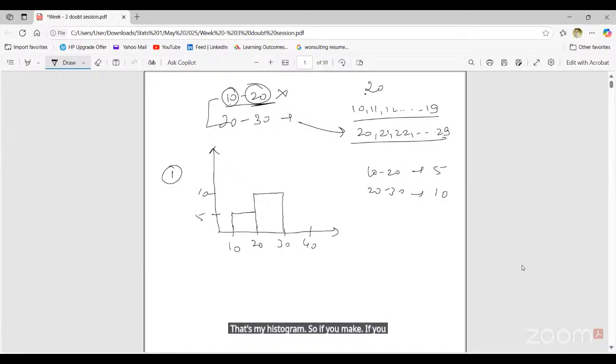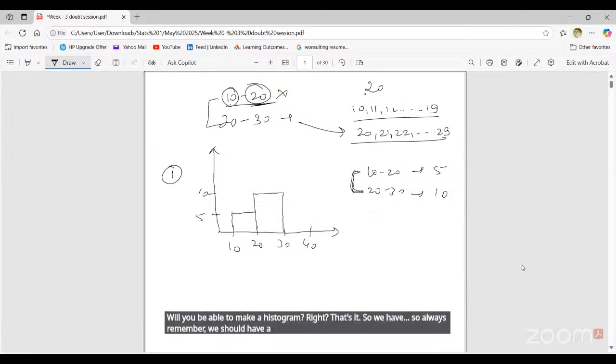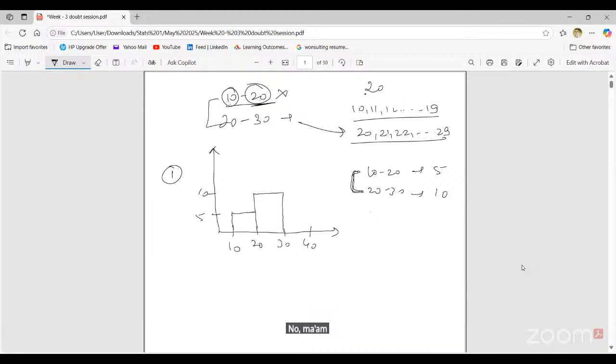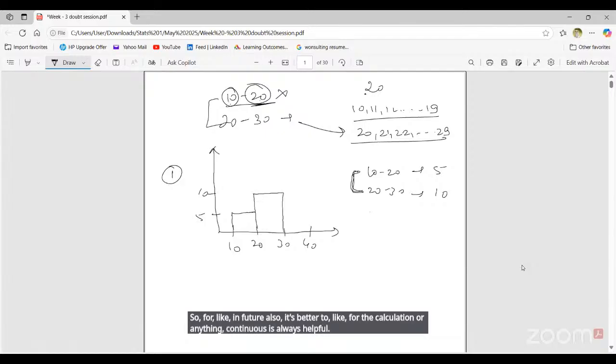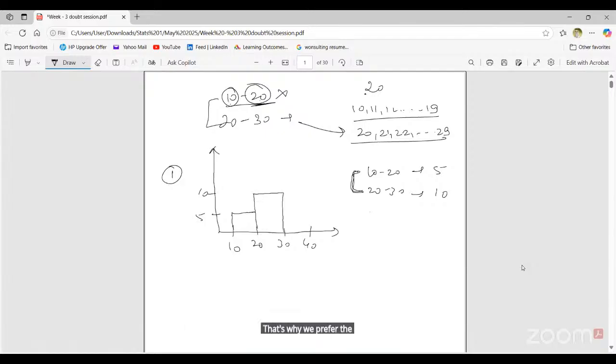If you have discontinuous intervals, you can't make a histogram, right? Will you be able to make a histogram? No, ma'am. So always remember, we should have a continuous interval. In future also, for calculation or anything, continuous is always helpful. That's why we prefer the continuous one. Fine?